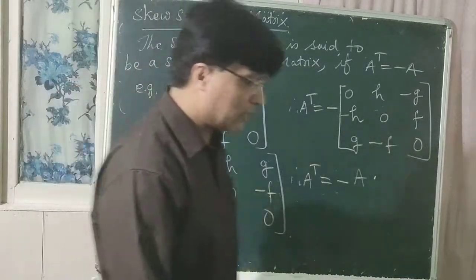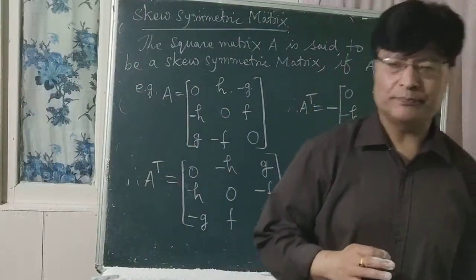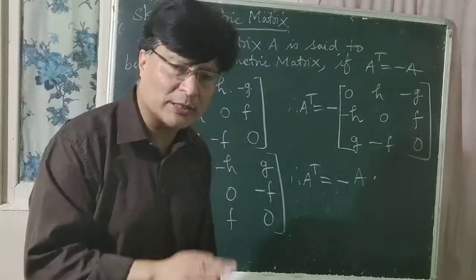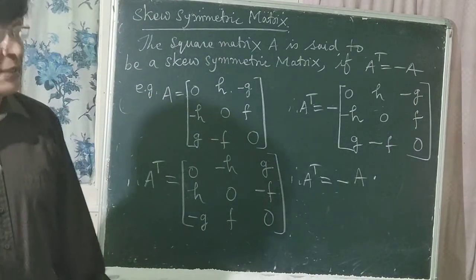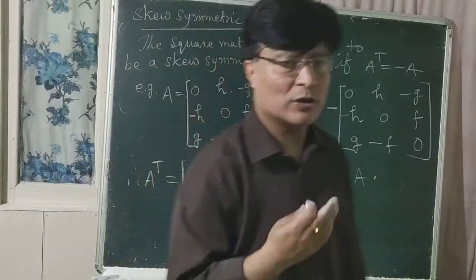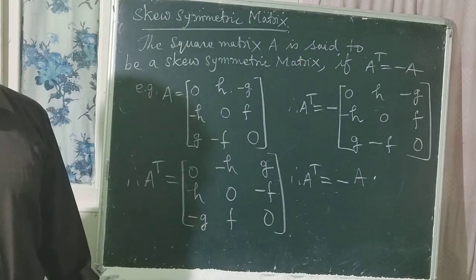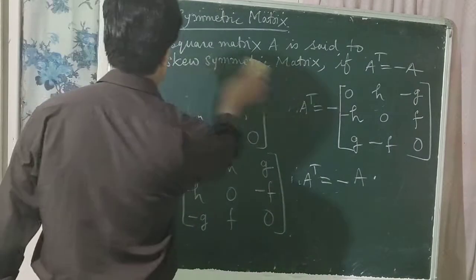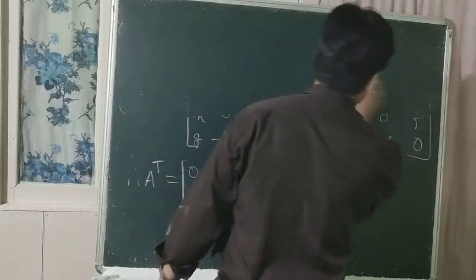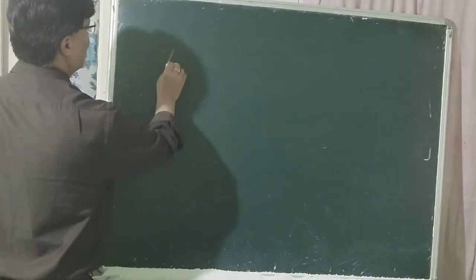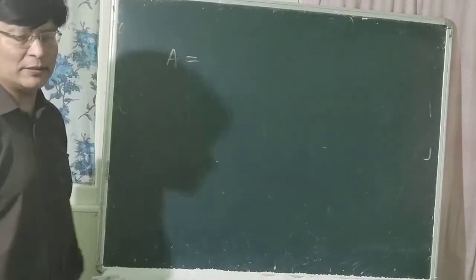So now, the next part is how can you convert a given matrix into a sum of a skew symmetric matrix and a symmetric matrix. Now, there is a method. How can you convert a given matrix as a summation of symmetric matrix and skew symmetric matrix? So now suppose a matrix A is given. You have to convert it into a summation of symmetric matrix and skew symmetric matrix.